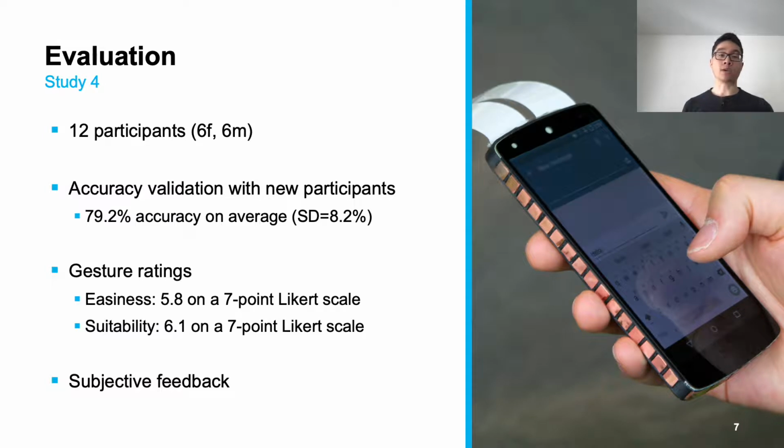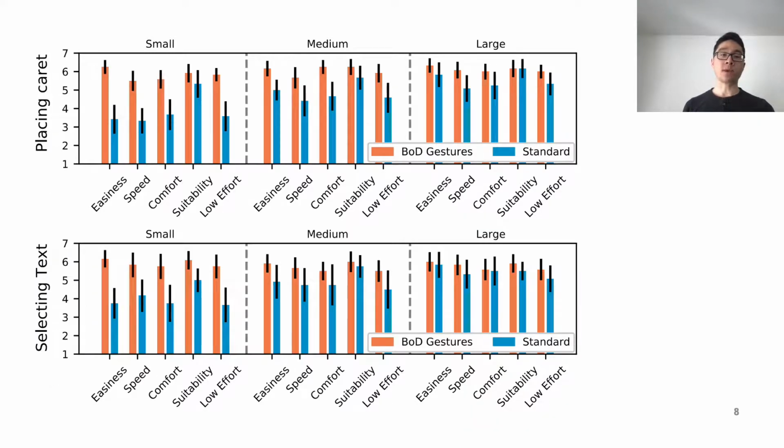We evaluated our system with 12 participants who have not participated in any of our previous studies. In this evaluation, we focused on validating the model accuracy, have new participants rate our gesture set, and collect subjective feedback on the overall system. We found that our model is generalizing well and did not overfit to the participants of our previous study. Further, the subjective feedback showed that participants are positive towards our gesture set.